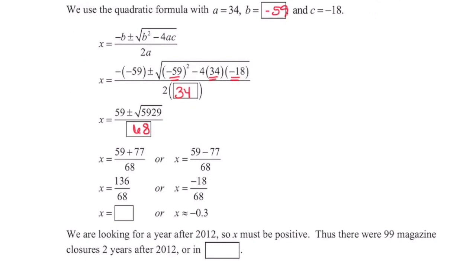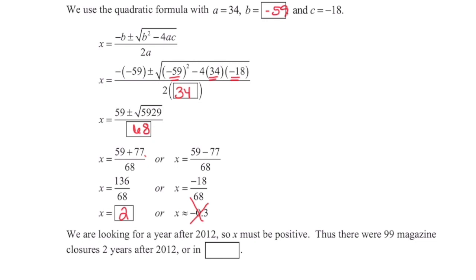which gives us two results. 59 plus 77 over 68, which is approximately 2, or 59 minus 77 over 68, which is approximately negative 3/10. Since x represents the number of years after 2012, the negative answer doesn't make sense in the context of this situation. So 2 would be the approximate number of years after 2012 where there were 99 magazine closures.